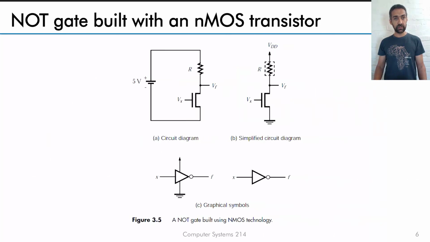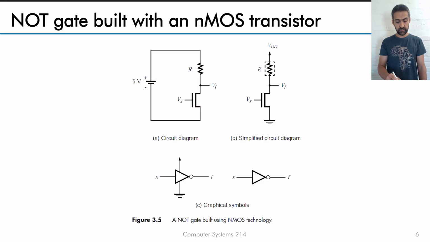What I have on the screen here is a very simple circuit that builds a NOT gate. So let's just consider the circuit for a second. We have a 5-volt source, and then we have a resistor here, we have an output, and we have a transistor. And this here is an nMOS transistor, which means if we apply a high voltage at this input here, then you will see this will turn into a conductive state.